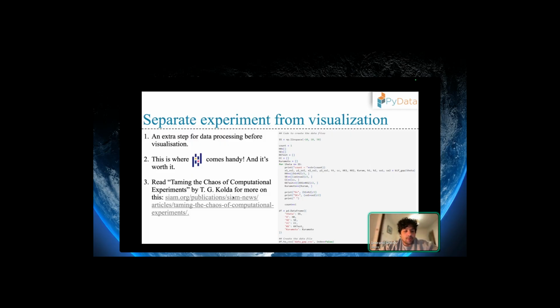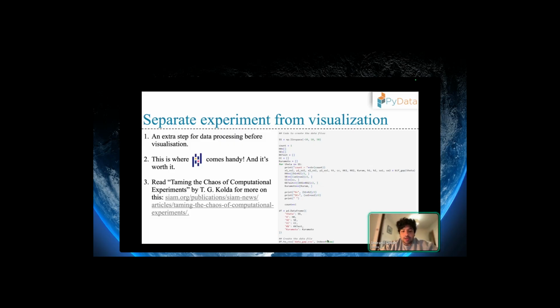I learned it from Tammy Calder in one of the applied math conferences that I attended this year. She talks about taming the chaos of computational experiments, and that's one of the steps that she emphasizes, and I quite like that. I have used that since then, and it has changed my way of running programs.